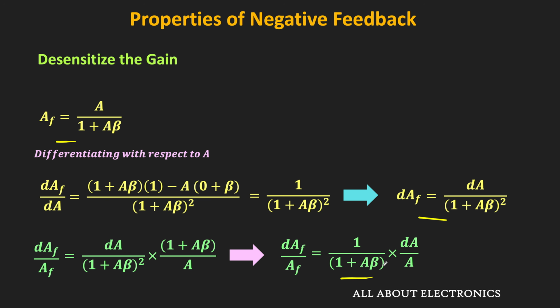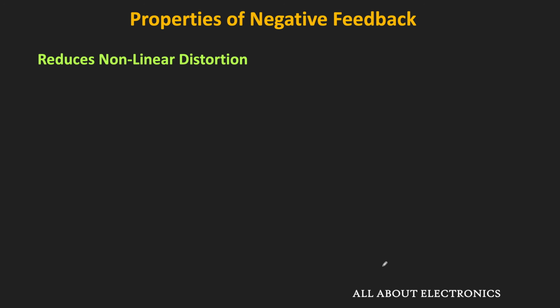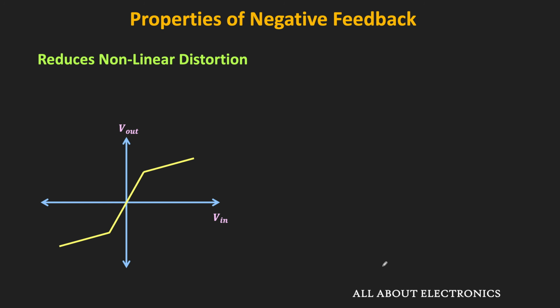So similarly, if we see the second positive effect of the negative feedback, then it reduces the nonlinear distortion in the amplifier. So many times, the amplifier does not provide the same gain for all signal levels. So it is quite possible that the higher signal levels may see a different gain than the lower signal levels.